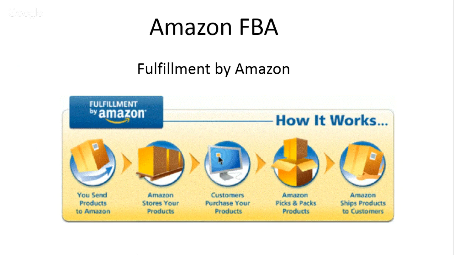So basically you send the product to Amazon and Amazon stores your product. A customer purchases your product, Amazon picks that product, packs it and sends it to their customer. So that's basically the Amazon FBA overview, how it works.